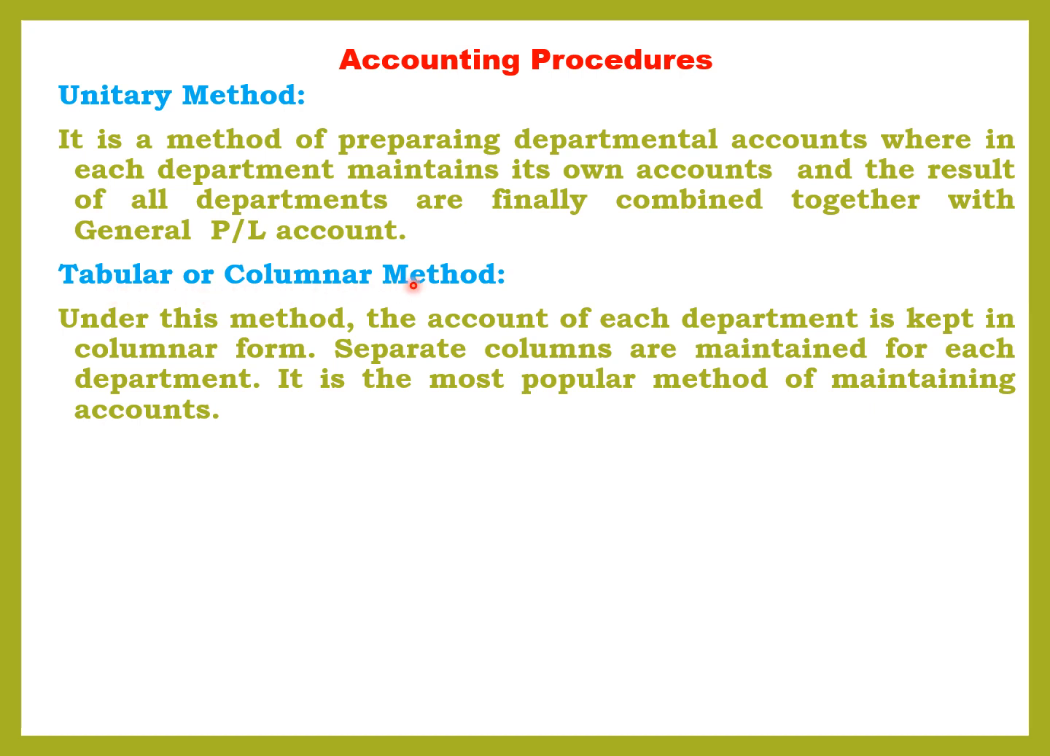Second one is called tabular or columnar method. Under this method, accounts of each department is kept in columnar form. Separate columns are maintained for each department. So it is the most important method of maintaining accounts. So in tabular method, in one account we maintain several columns. So by maintaining several columns, it is easy for us to make comparisons. So in unitary method, different accounts for different departments. In tabular method, in one account we maintain separate columns for separate departments.